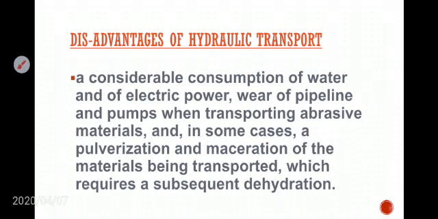Pulverization happens in the course of transporting those minerals from one end to the other end. That means for a larger distance, within that time the mineral may get diluted. The mineral may break up again into small pieces which cannot be used by the industry. So there may be a loss. That is nothing but the dilution of the mineral, which requires a subsequent dehydration also.